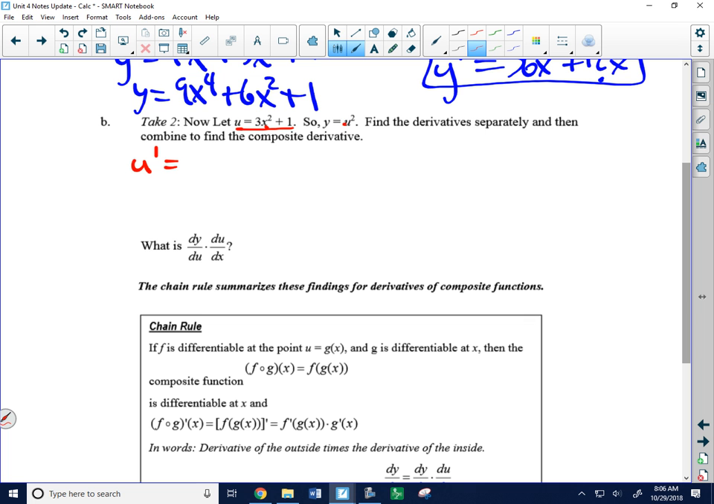I'm doing the derivative of u with respect to the x variable. This is why I almost want to write du dx, the derivative of u with respect to the x variable. So these are the same thing. U prime in this is 6x, right? 6x plus 0. I'm going to do the derivative of y. So this is dy du, the derivative of y with respect to u, and it's 2u.